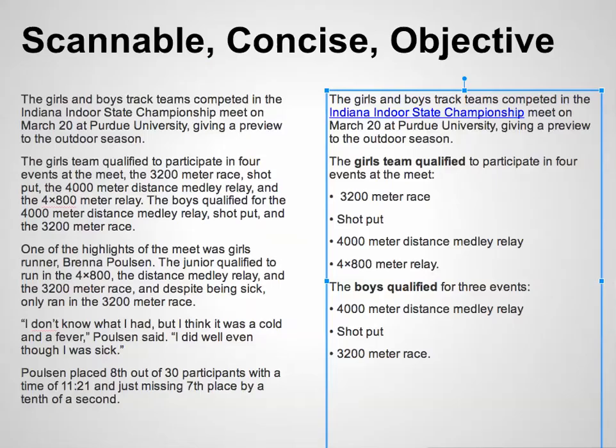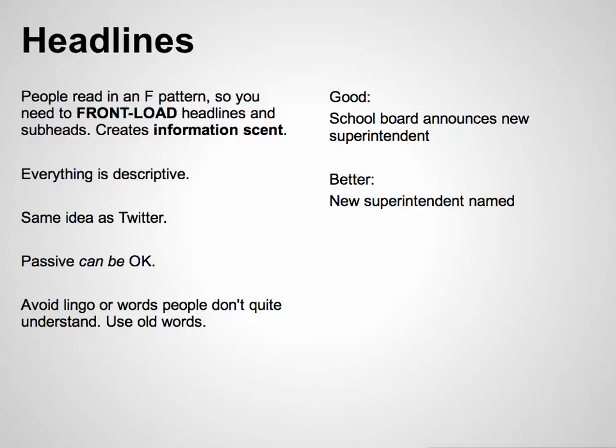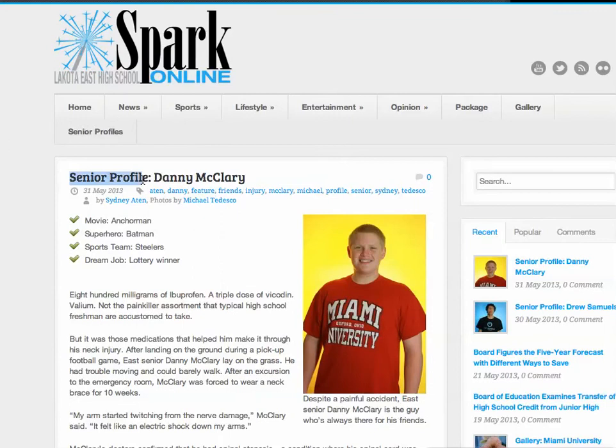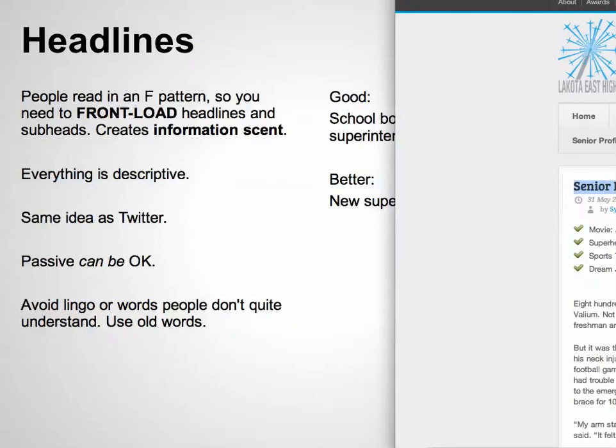So you want to employ that scannable, concise, and objective text. Now, with headlines, since people read in an F-shaped pattern, you want to do what's called front-loading. You want the headline to have the most important words at the beginning. So here again, the Spark is doing a great job because they label it senior profile. If they just put Danny McClary, how would you know what that is? Is it a profile? Is he a sports star? Is it a teacher? You have no idea. So in the first couple words of the headline, they just tell you.